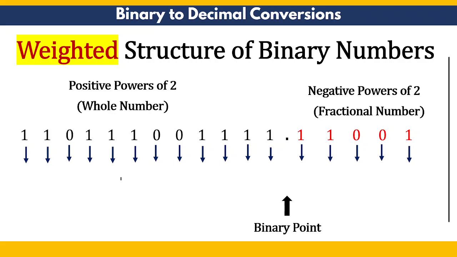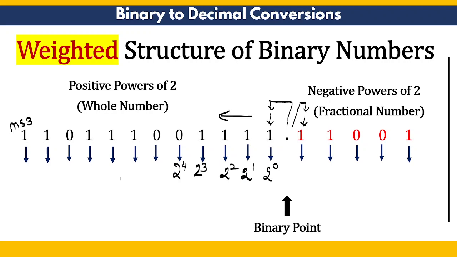Now, regarding the weights of these numbers, let us see. For the whole number part, we will be writing the weights from this bit onward, that means the bit which lies immediately to the left of this binary point. For the fraction part, we'll start writing the weights from the bit which lies immediately to the right of the binary point. And for the whole number part, we will be writing positive powers of 2. So the powers start from 0 onward, 2 to the power of 0. And as we move towards the most significant bit, these powers will increment by 1. So let's see that.